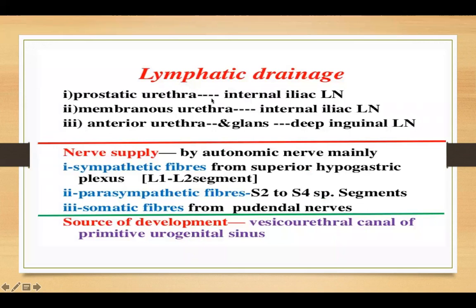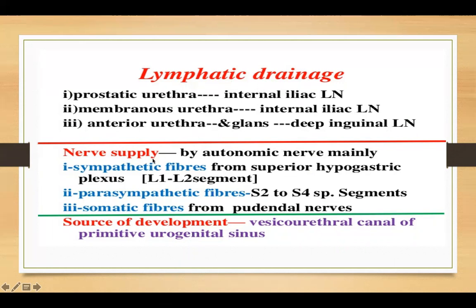Lymphatic drainage. The prostatic urethra drains into the internal iliac group of lymph nodes. Membranous urethra drains into the internal iliac lymph nodes. And anterior urethra and glands drain into the deep inguinal group of lymph nodes. So this is about the lymphatic drainage of the urethra.